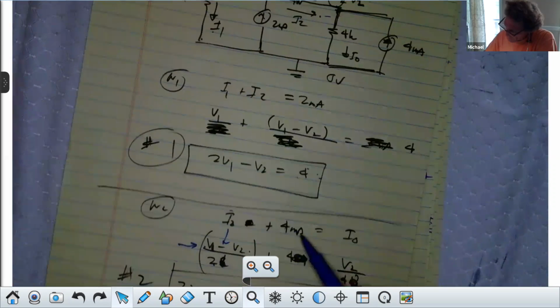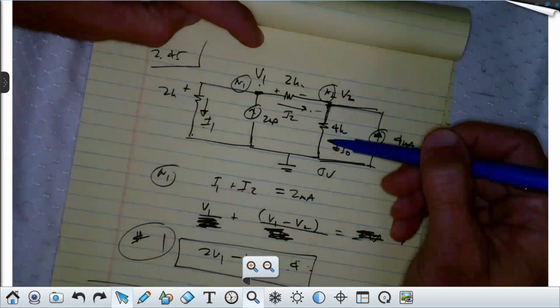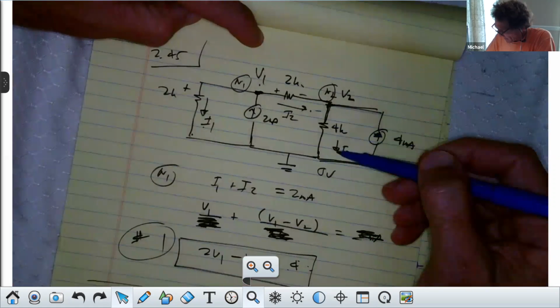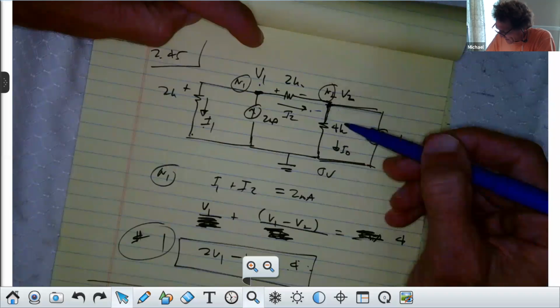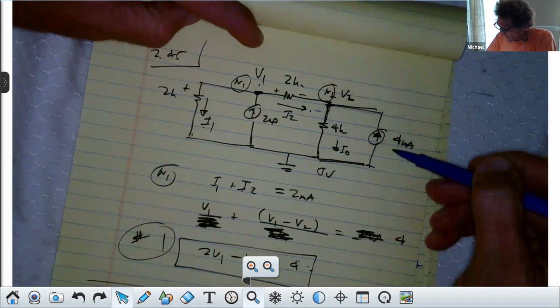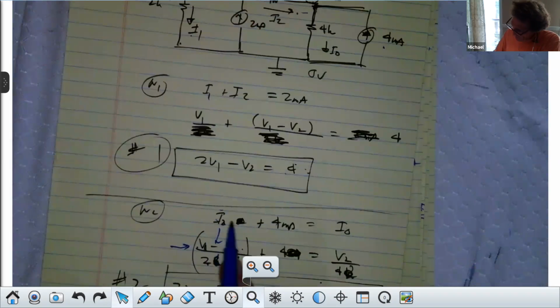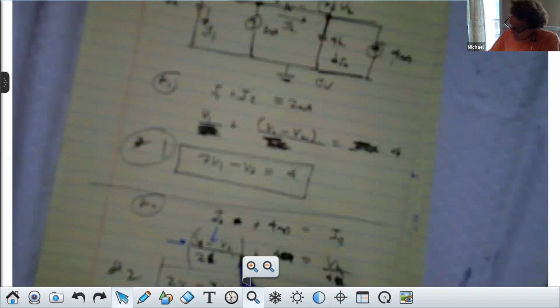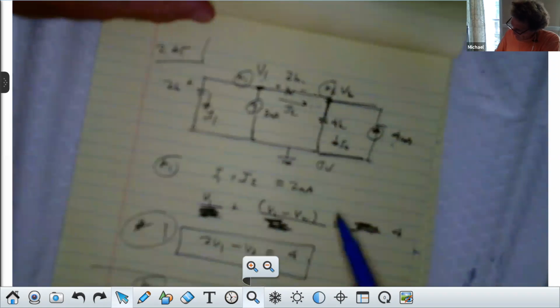Okay. The 4 milliamp is coming out, right? Whatever goes in comes out. I'm sorry, not 4 milliamps. I naught is coming out. I'm sorry. I2 is going in, I naught's coming out. 4 milliamps is going in. So it's I2 plus 4 milliamps that's going into this node. What's coming out is I naught. That's this. Now, what is I2? Well, I2 is V1 minus V2 over 2K, right?